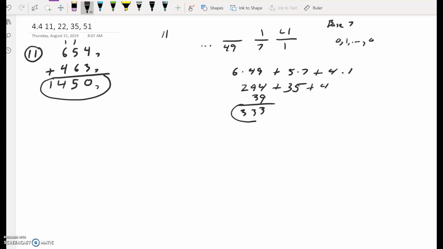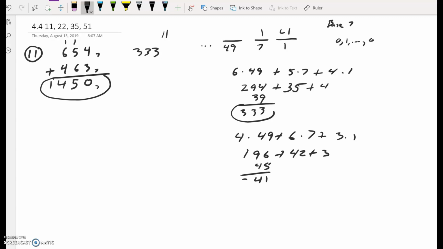Now we have the 463 number. And the 463 number is 4 times 49 plus 6 times 7 plus 3 times 1. 4 times 49 is 196 plus 42 plus 3, that's 45, being added on to 196. That's 241. When we add those, we get 574. So the question is, is that 574?